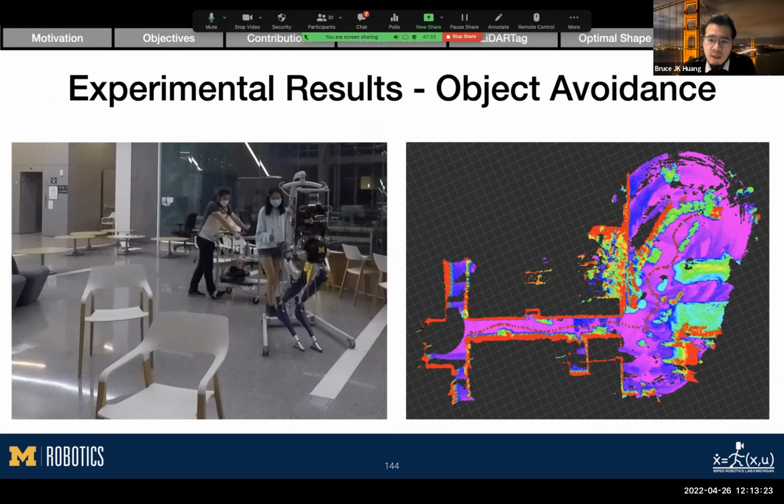On the left is the experiment setup, where you can see there are several chairs and desks that are considered as obstacles. On the right shows the map built online while Cassie autonomously navigates around obstacles. The greenish and the cyan colors are the desks and the chairs. You can see that Cassie successfully navigates around the obstacles.